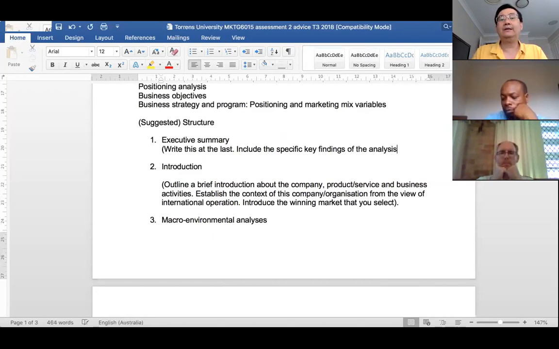Now, what is this document all about? It is the entry strategy. So you want to include the objectives, a brief background, and brief strategic initiatives in your executive summary. Okay, so that's the executive summary.